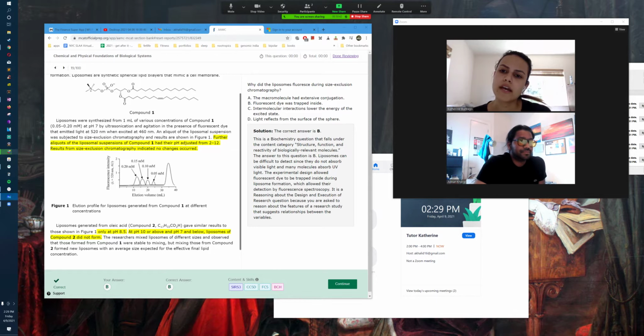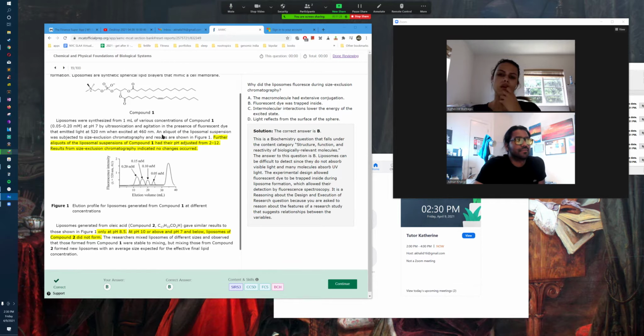But isn't the question asking, what feature of this experimental setup is actually making the liposomes fluoresce? I was thinking, why are the liposomes fluorescing when we're using this dye? No, think about it. It's asking not why the fluorescent dye fluoresced, but why the liposomes fluoresce. Liposomes don't fluoresce on their own, so if a liposome is fluorescing, it must have that fluorescent dye inside of it.